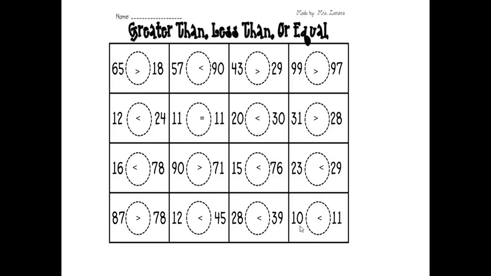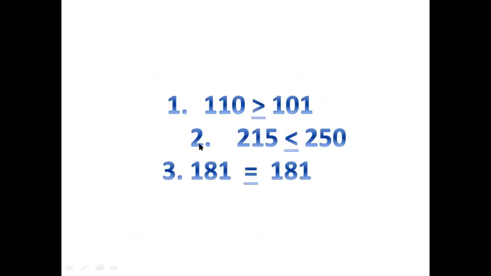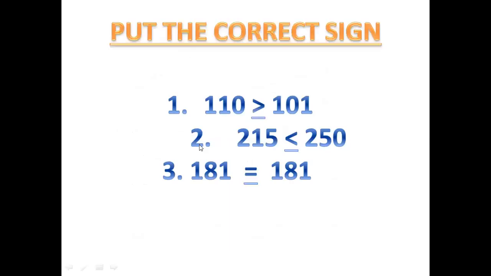So I hope you're trying to understand. Okay, when the first number you see is big, then you will put the greater than sign. And if you see that the first number is smaller than the second number, then you will put the less than sign. And when both the numbers are equal, you will put the equal sign. Okay, kids? See here, put the correct sign.